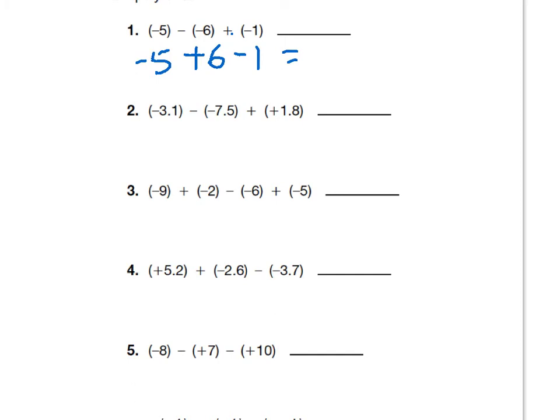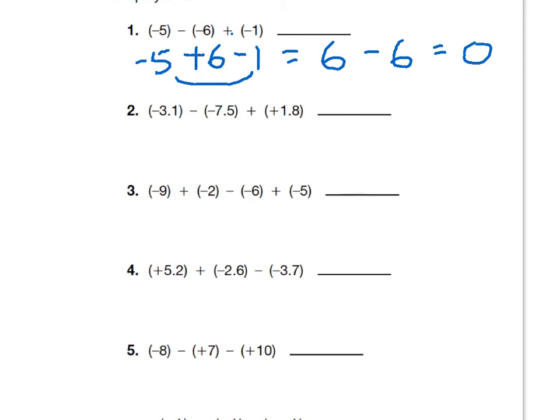If I rearrange it so that I combine my negatives first, I have a negative 5 and a negative 1. That's going to be a negative 6. And I had a positive 6, which I don't have to put a positive in front of, and 6 minus 6 becomes 0. I think that's a lot friendlier.